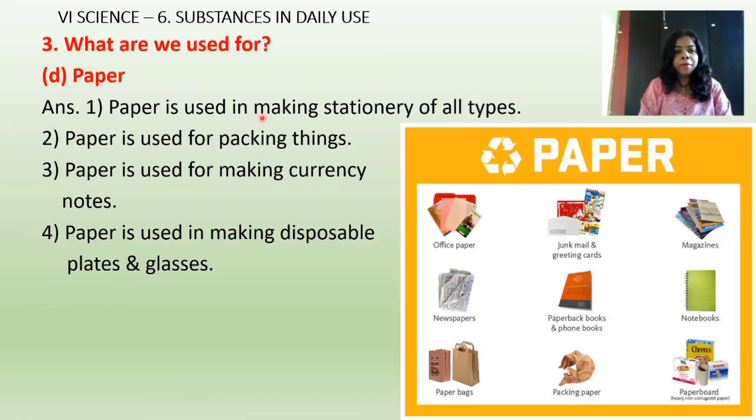Next one, paper. Paper is used in making stationery of all types. It can be books, it can be textbooks, it can be diaries, many other things. Colored papers. Paper is used for packing things. Paper is used for making currency notes. Paper is used in making disposable plates and glasses. These are the different uses of paper.